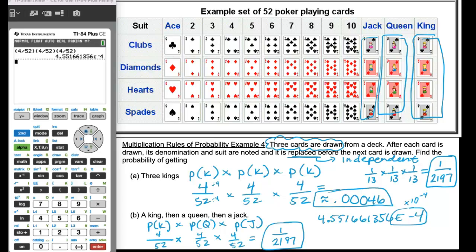So we need to take this decimal and go 1, 2, 3, 4 spots to the left and put placeholder zeros. And what do you know? It's the exact same decimal as above. And then if you hit math, enter, it will give you the fraction, which is 1 over 2,197. So if you have a graphing calculator, then that can be a huge help.